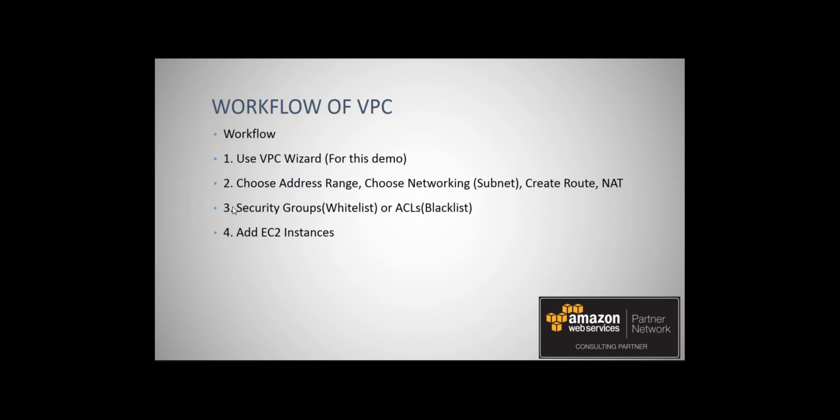Now, the next thing we want to talk about is address ranges, networking, and NAT. We'll also talk about security groups and ACLs, and about whitelisting and blacklisting. And then finally, you'll want to add the EC2 instance as well.